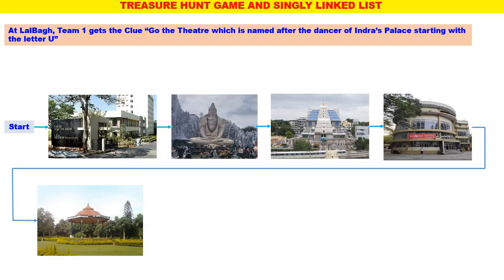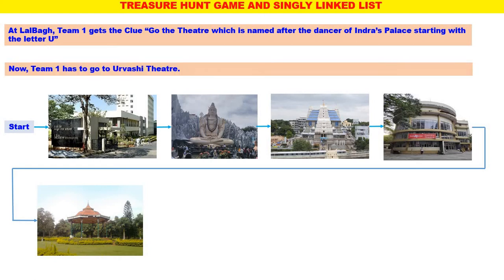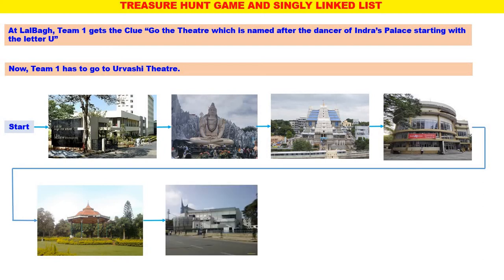So it should be a theater. It is named after a dancer of Indra's palace, and the dancer's name will start with the letter U. So which is the theater? Urvashi Theater. Now team 1 has to go to Urvashi Theater. Yes, this is Urvashi Theater near Lal Bagh. So from Lal Bagh, team 1 has to go to Urvashi Theater.